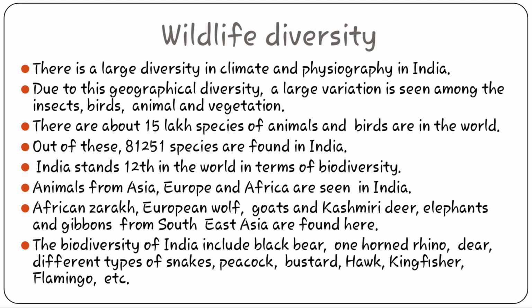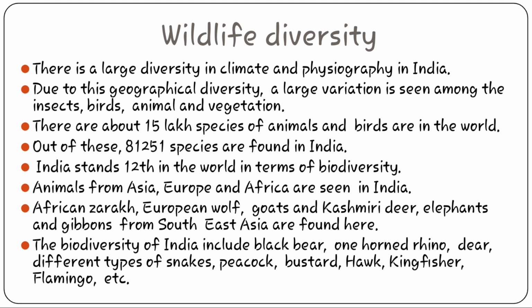Our country is having large diversity in climate and physiography in India. Physiography already we have studied. Our country is having a wide diversity of physiography. 5 types of physiographic features are there in our country. This you have studied. Climate also, different types of climate we are having. Due to this geological diversities, large variation is seen among the insects, birds, animals and vegetation. Because of these different features, different animals, different birds, different insects, vegetation, all different varieties are there in our country.